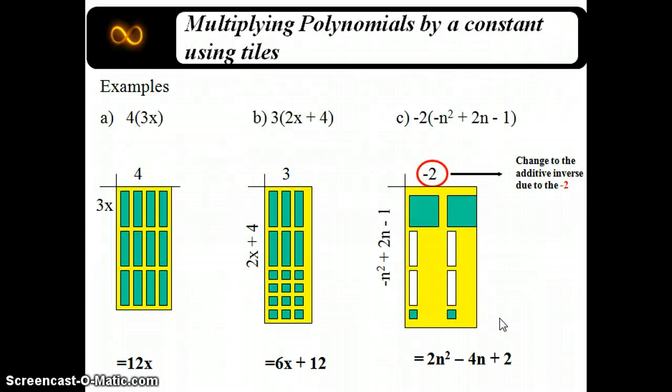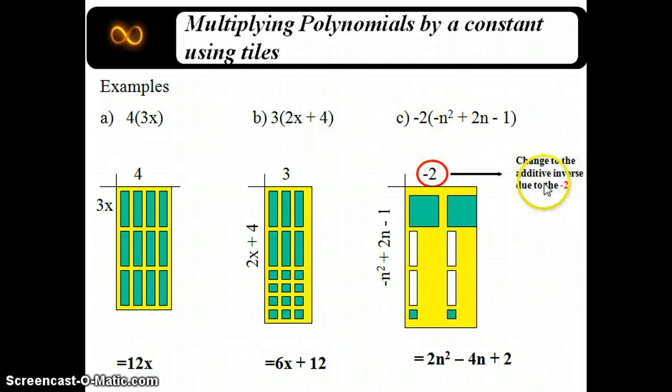Now, we'll do the same couple of questions using models. So again, we have 4 groups of 3x's. We have one group of 3x, 1, 2, 3x, 1, 2, 3x, 1, 2, 3x. We have 4 groups of 3x, so it gives me 12 x's. The next one says I have 3 groups of 2x plus 4. So here's the first 2x plus 4, the second 2x plus 4, the third 2x plus 4, and altogether we have 6x plus 12.